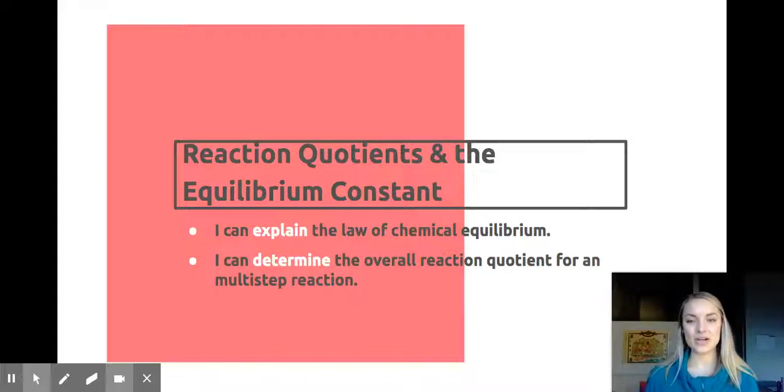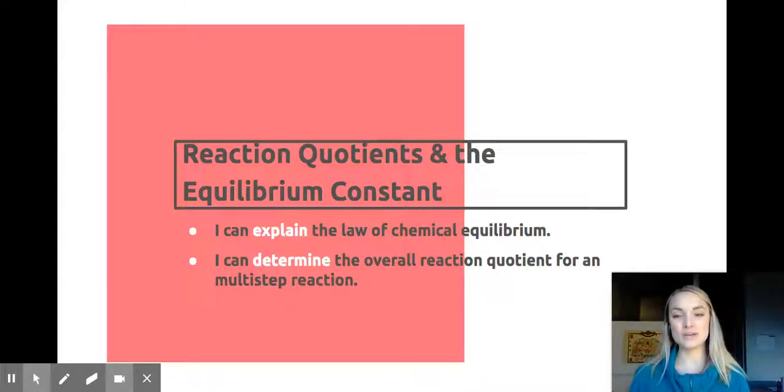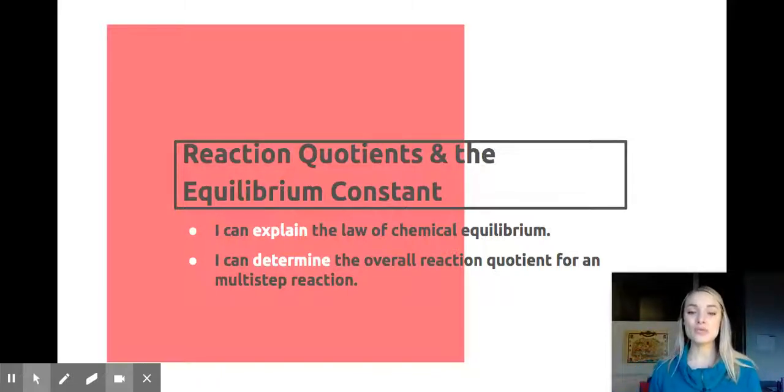Today, we are looking at reaction quotients and the equilibrium constant. So our learning objectives are, I can explain the law of chemical equilibrium, and I can determine the overall reaction quotient for a multi-step reaction.